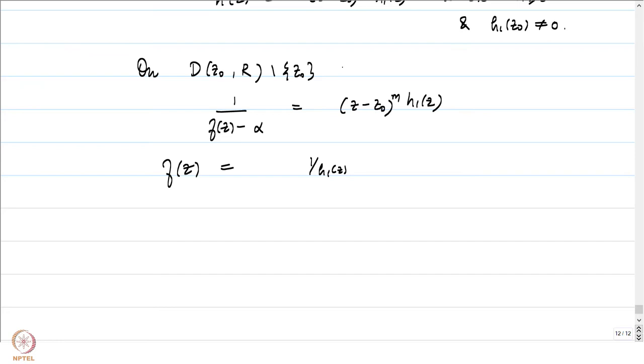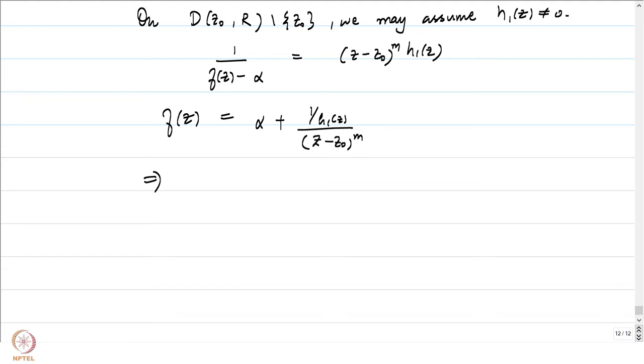We may assume that h1(z) is not equal to 0, which we can always do by shrinking our neighborhood if needed. So here we can talk about 1 by h1(z), which is a holomorphic function near z0, times (z minus z0) to the power minus m, plus alpha. Therefore, we get to conclude that this is the exact expression of a pole, right? This tells us that f has a pole of order m at z0.